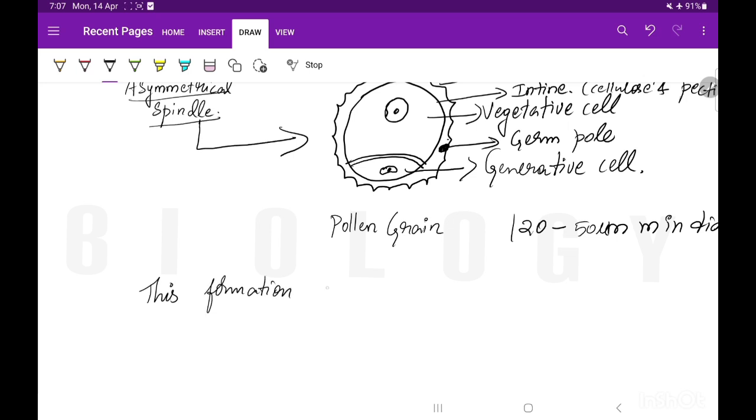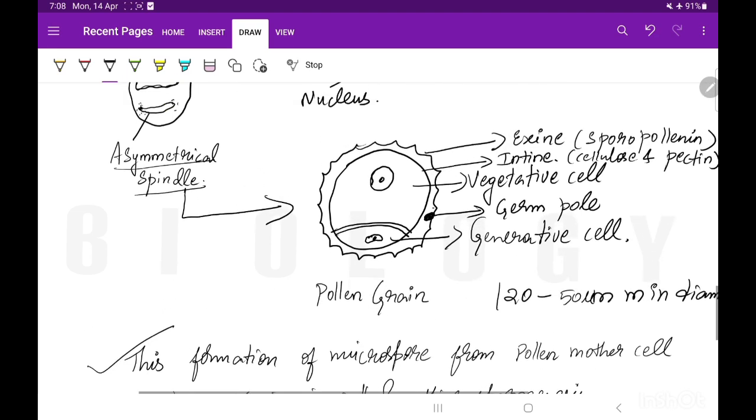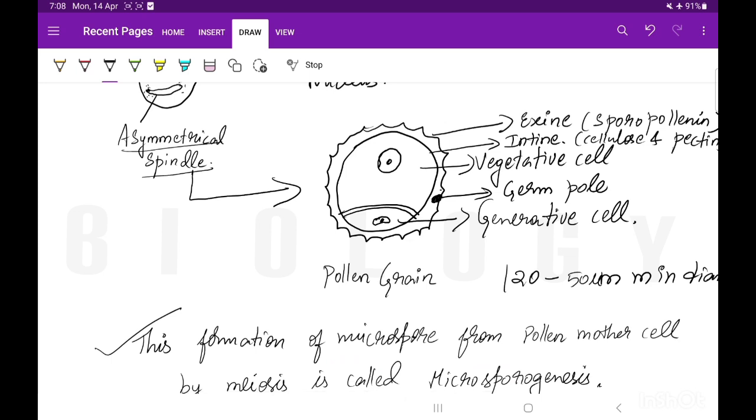This formation of microspore from pollen mother cell by meiosis is called microsporogenesis. So, the asymmetrical spindle is formed to form two unequal cells. This large one is called the vegetative cell and the small one is called the generative cell.